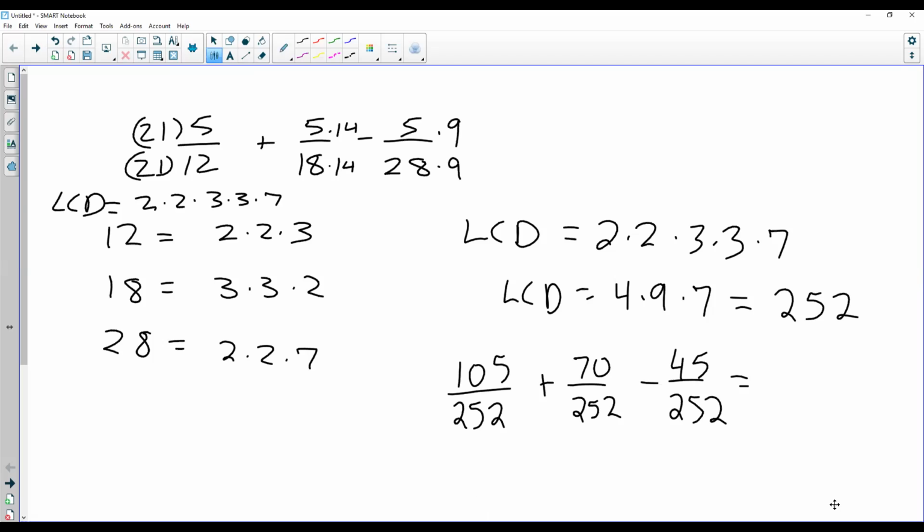130 over 252. Okay, now you need to reduce it. How do you teach them to reduce it? You have them factor as much as they can, both of them. I mean, they have stuff in their calculator.